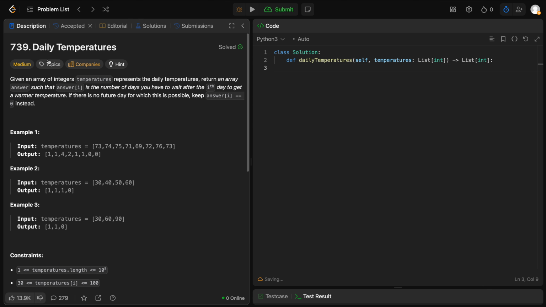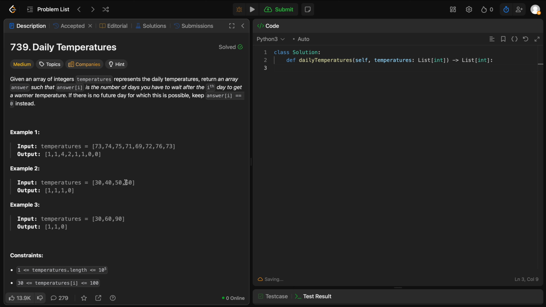Given a list of temperatures, return an answer: the number of days you have to wait after the ith day to get a warmer temperature. If there is no future day for which this is possible, keep answer[i] equal to 0 instead. It's not that hard, but you have to know how to approach it.